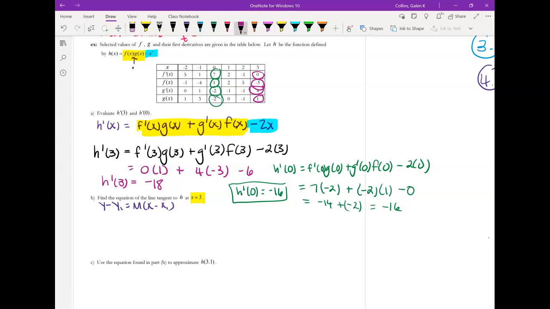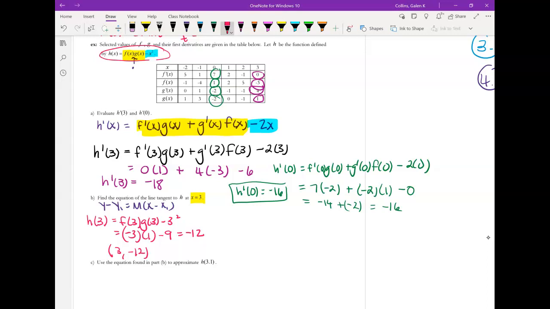So if we find h of 3, I'm going back to my original function, not my derivative. So that's going to be f of 3 times g of 3 minus 3 squared. All right, so let's see. F of 3 is negative 3. G of 3 is 1. 3 squared is 9. Negative 3 times 1 minus 9 is negative 12. So the ordered pair 3 comma negative 12 represents the point at which our tangent line intersects our function h. That is our point of tangency.